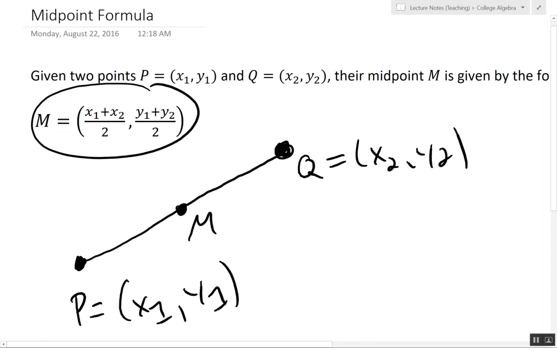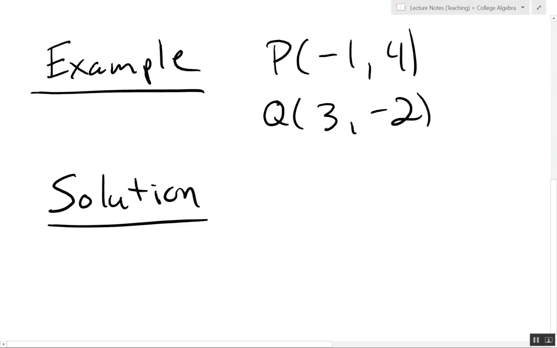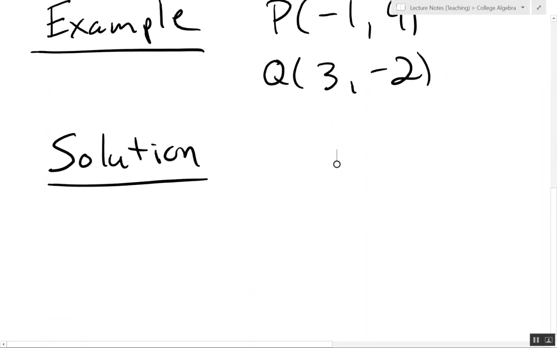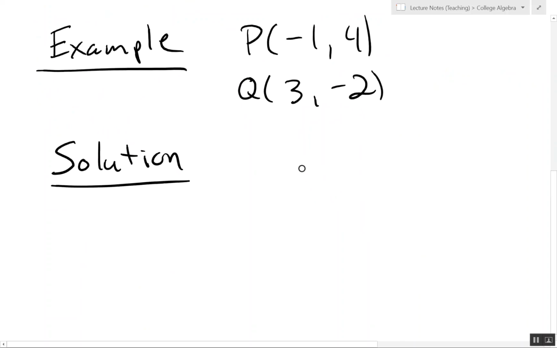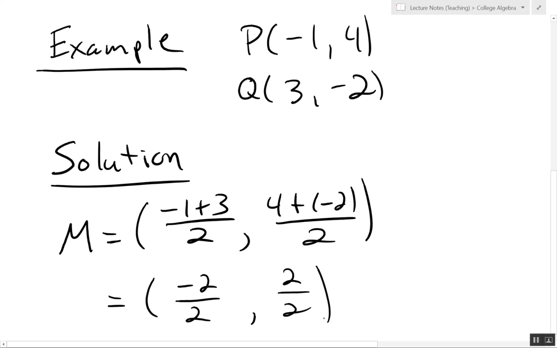So here, down to our solution, let me zoom in just a little bit. We get that M equals negative 1 plus 3 divided by 2, comma, 4 plus a negative 2 divided by 2. And then all we're left to do is simplify the x and y coordinate. So we're going to get negative 2 over 2, comma, 4 minus 2 is 2 over 2, and the halfway point is negative 1, 1.